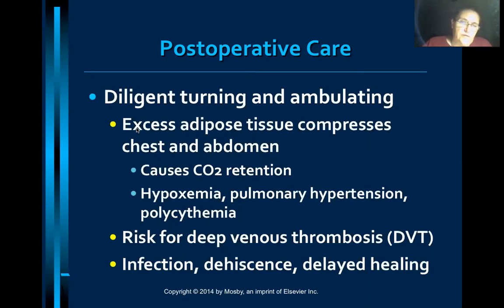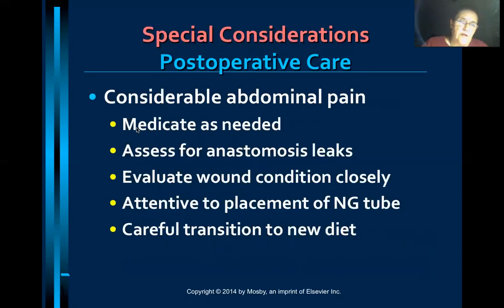We want to make sure that we're evaluating their O2 status, their pulmonary status, we're reviewing them for hypoxemia, for pulmonary hypertension, for polycythemia. They are at risk for deep vein thrombosis, DVTs, for infection, for dehiscence, for delayed healing. They can possibly have considerable abdominal pain.